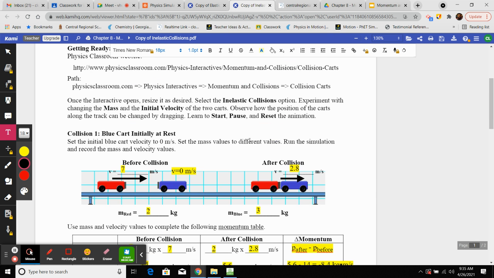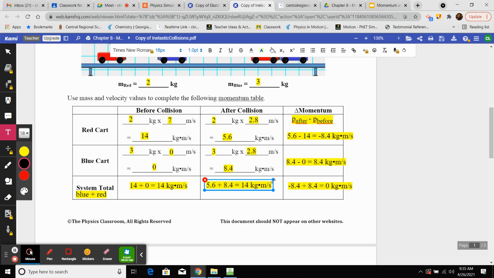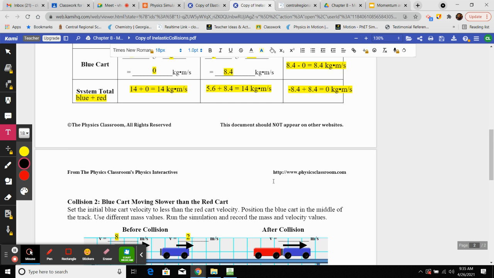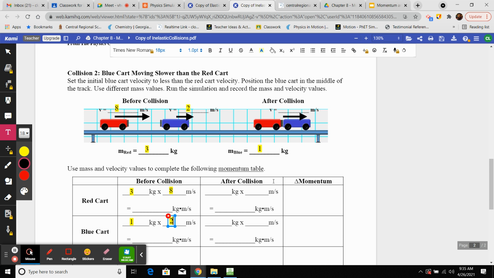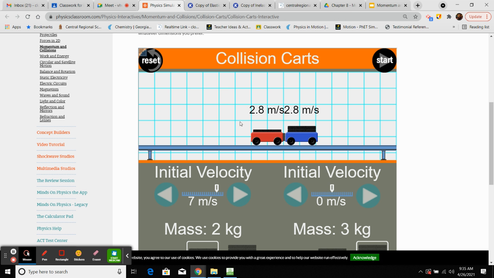Now you're going to do the same. So now I'm on the inelastic side where they are stuck together. So this was our information for that first one. And this is going to be your starting information for the second one. So you're going to set this up on the simulation and run, but let's run it real quick together.